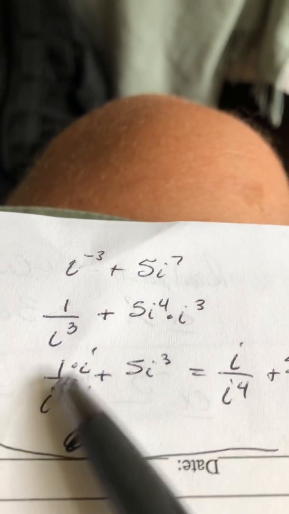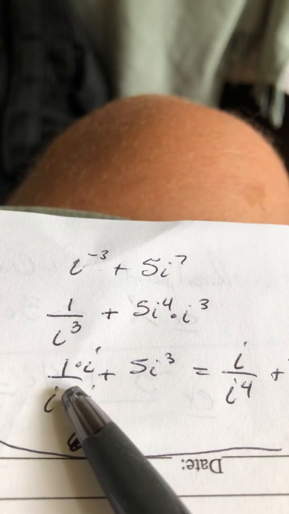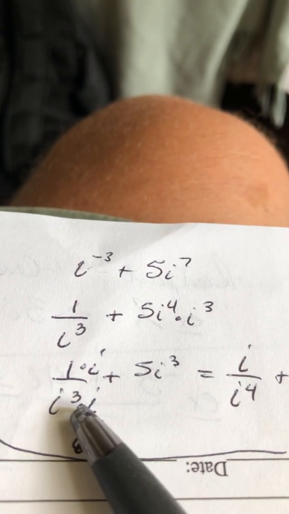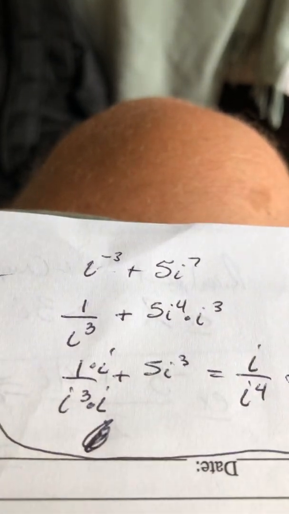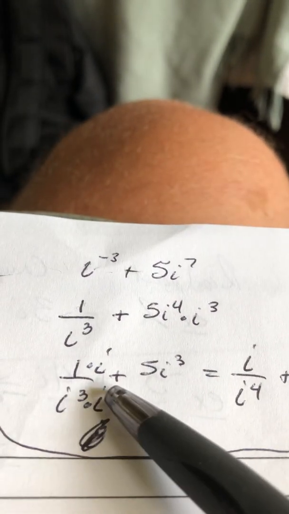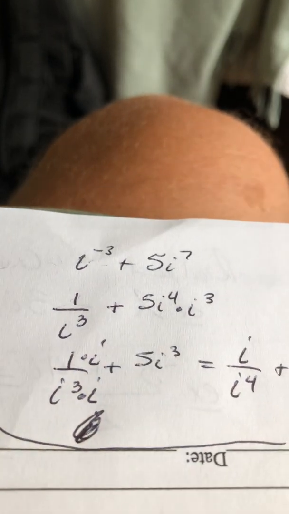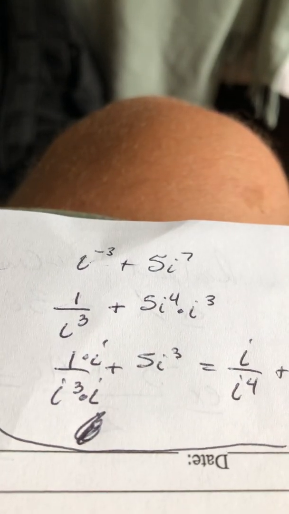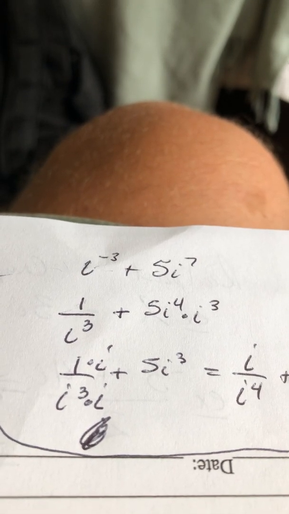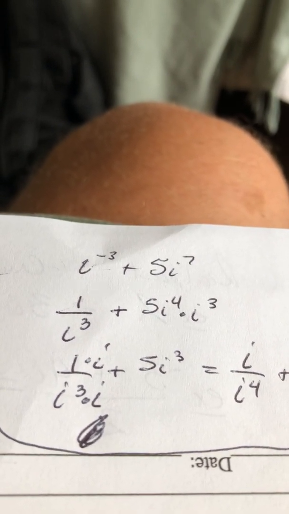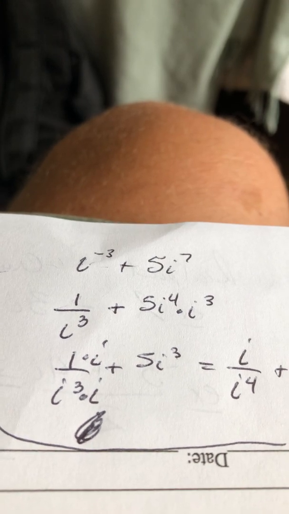Now, I have 1 over i cubed, and what I'm going to do to try and get the radical out of the denominator, remember i is the square root of negative 1, I'm going to multiply both top and bottom by i. And the rationale behind that is i to the third times i is going to be i to the fourth, and i to the fourth is 1.